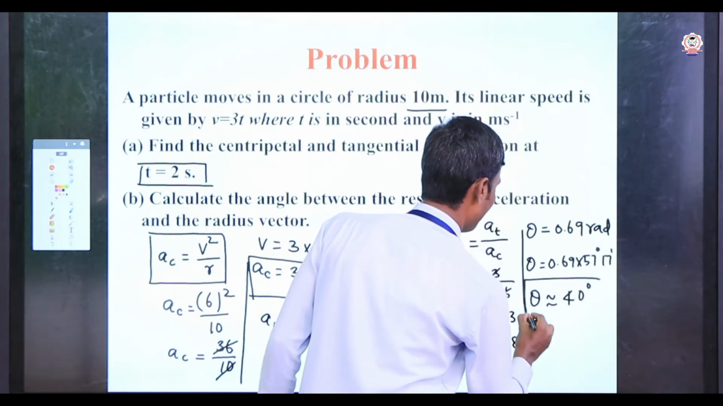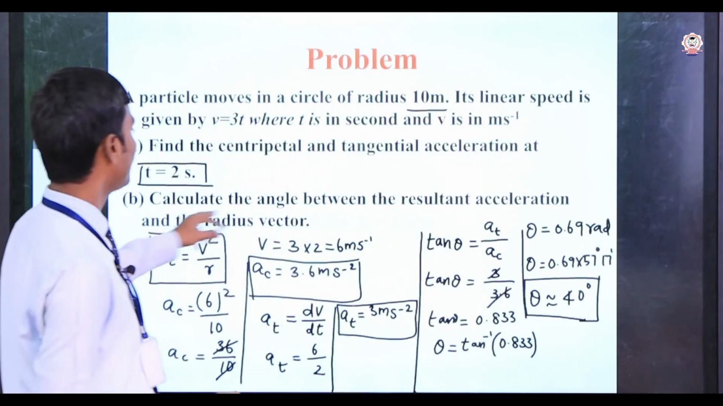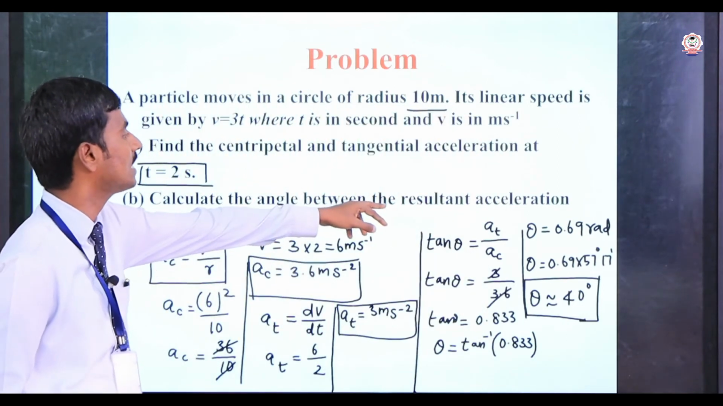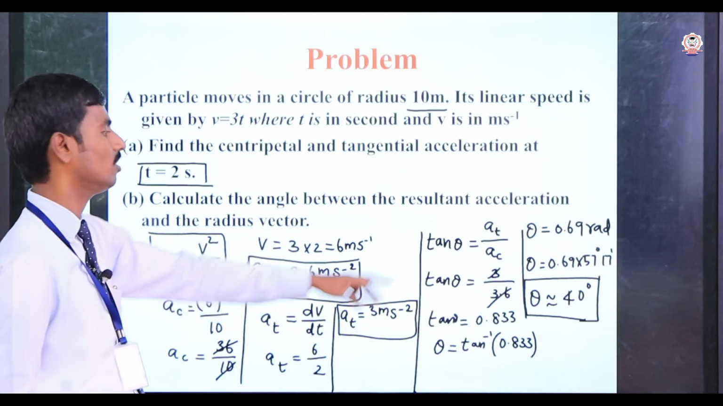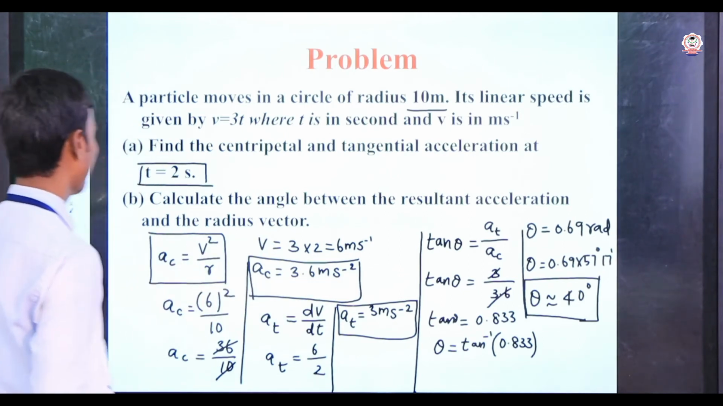This is our final expression. What is the question? Calculate the angle between resultant acceleration and the radius vector. So we get the answer 40 degree. The next one.